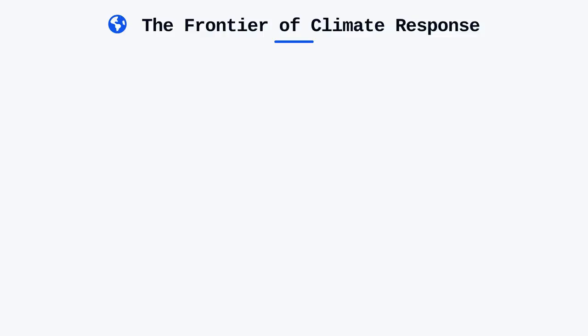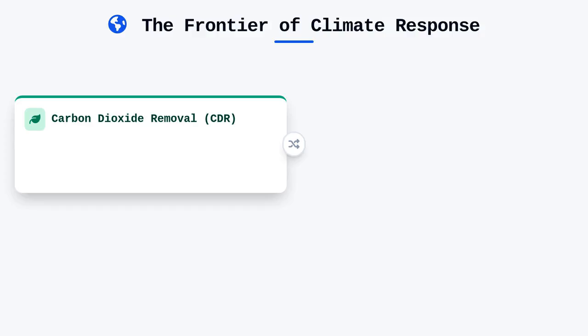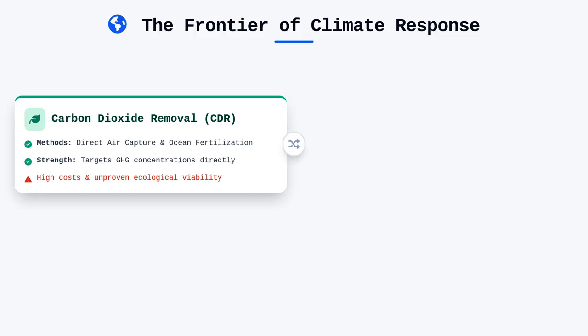The frontier of climate response includes various geoengineering concepts designed to alter the Earth's system directly, categorized broadly into carbon dioxide removal and solar radiation management. Carbon dioxide removal technologies involve methods like ocean fertilization or direct air capture, which are conceptually attractive because they address the concentrations of greenhouse gases directly. However, these methods are currently plagued by high costs, unproven long-term viability, and potential ecological side effects on marine or terrestrial chemistry.